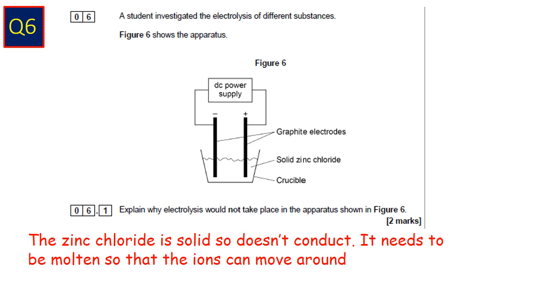So, a student investigating electrolysis of different substances. Why does this setup not work? So they've labelled the zinc chloride as being solid. Ionic substances, when solid, cannot conduct electricity. It has to be molten so the ions are free to move around and carry the charge.